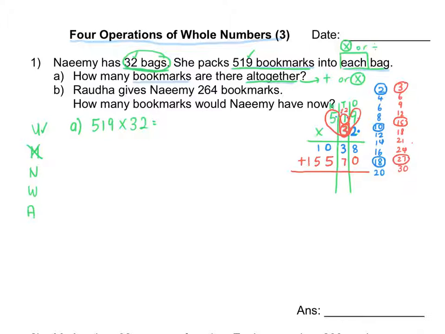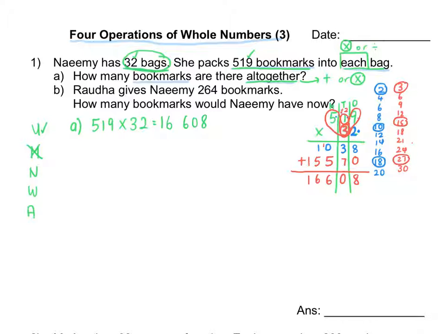8 plus 0 is a 8. 3 plus 7 is a 10. 1 plus 0 plus 5 gives a 6. 1 plus 5 is a 6. Nothing plus 1 gives a 1. So your answer for question part A will be 16,608. Not to forget to write the answer statement.